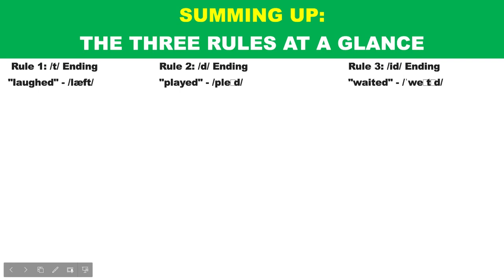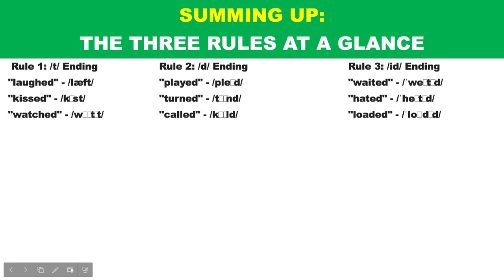Then rule number 2, played, played, D representing the ed ending. And then rule number 3, waited, waited, id representing the ed past tense morpheme. Then you have other examples. Kissed. Let's first look at rule number 1, then we run down rule number 2 and then rule number 3 respectively.